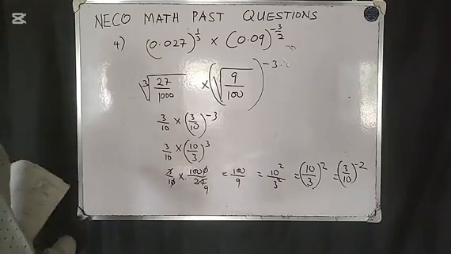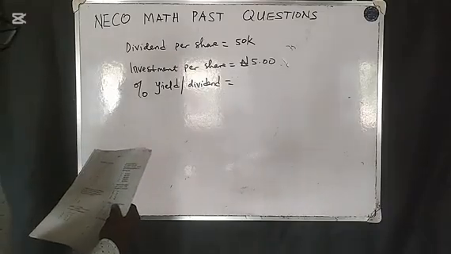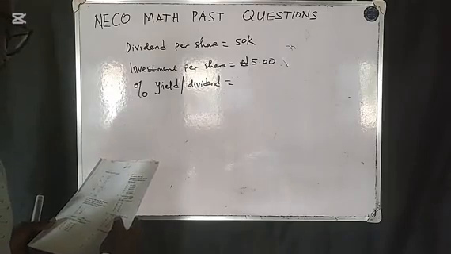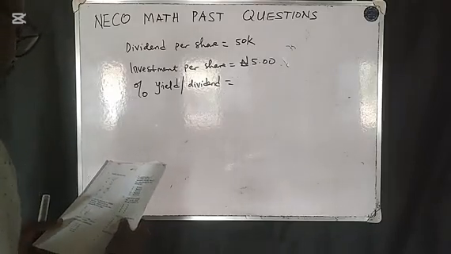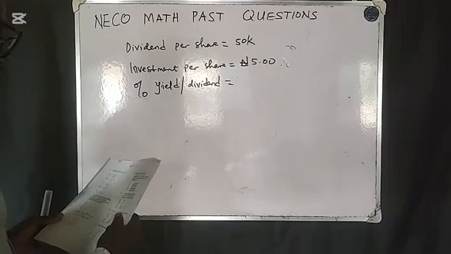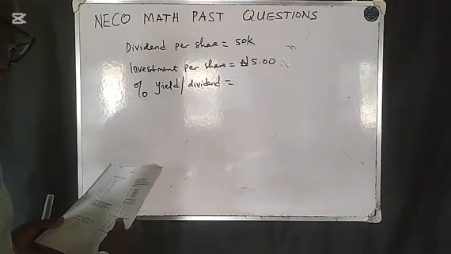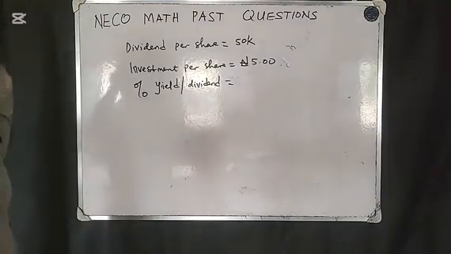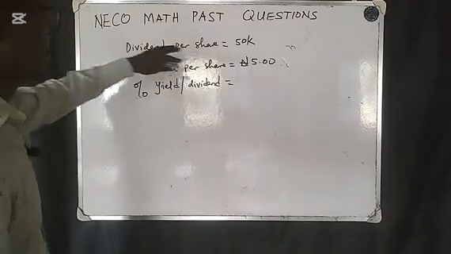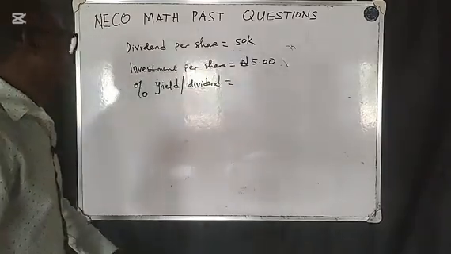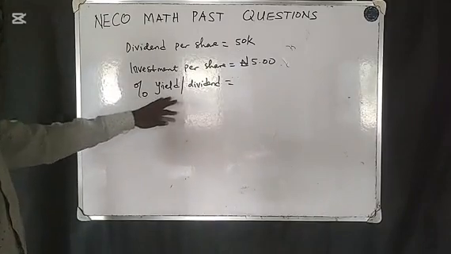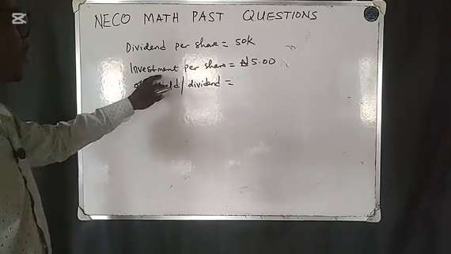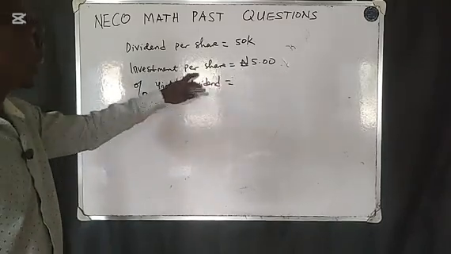Let's move to number 5. The question says a particular bank paid 50 kobo dividend per share. What will be the percentage yield for a customer who invested 5 naira per share? A particular bank paid 50 kobo per share. What will be the dividend percentage yield for a customer who invested 5 naira per share?